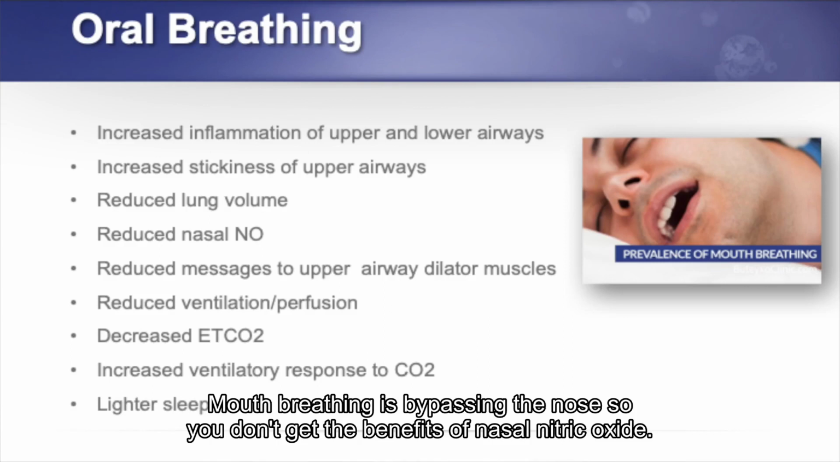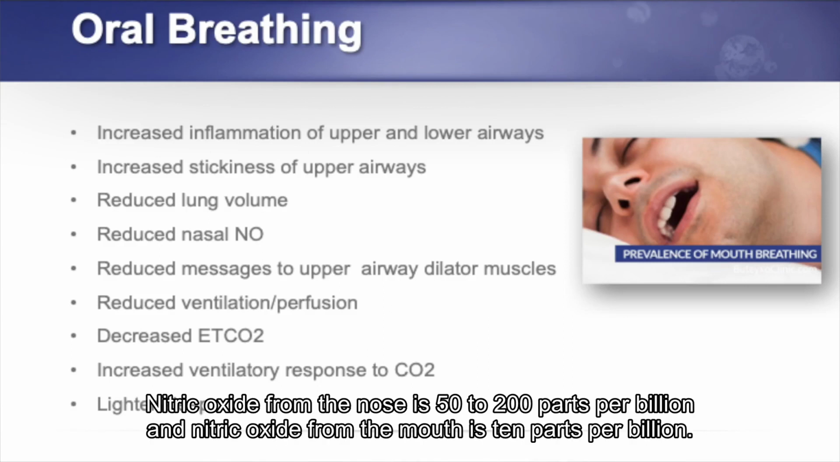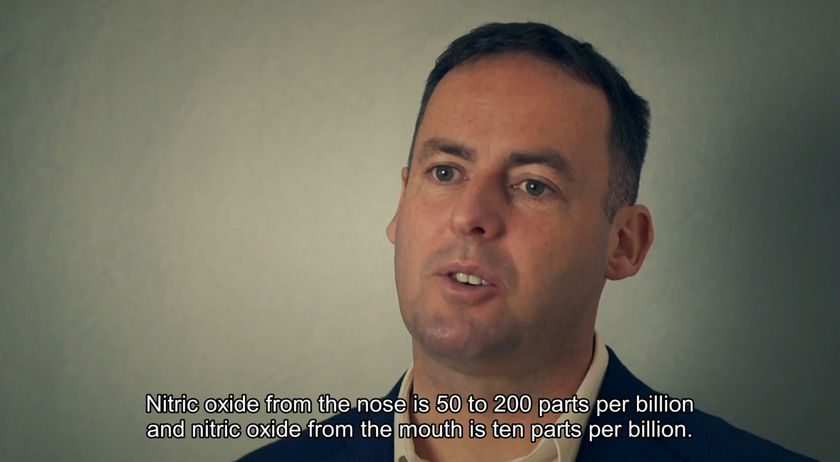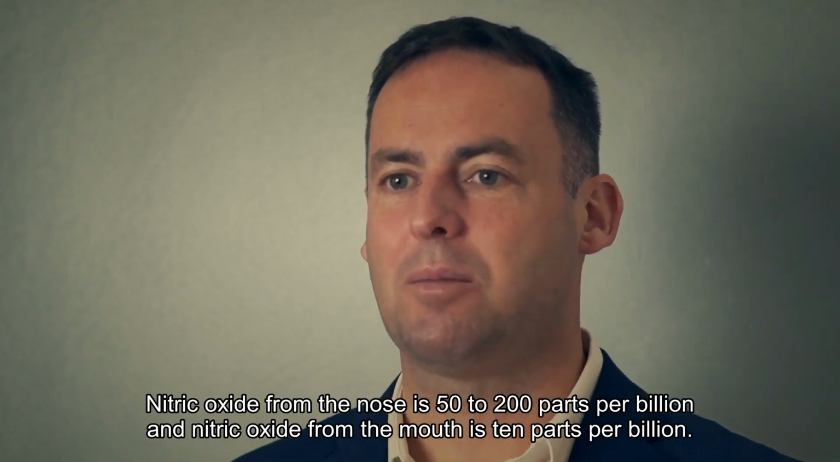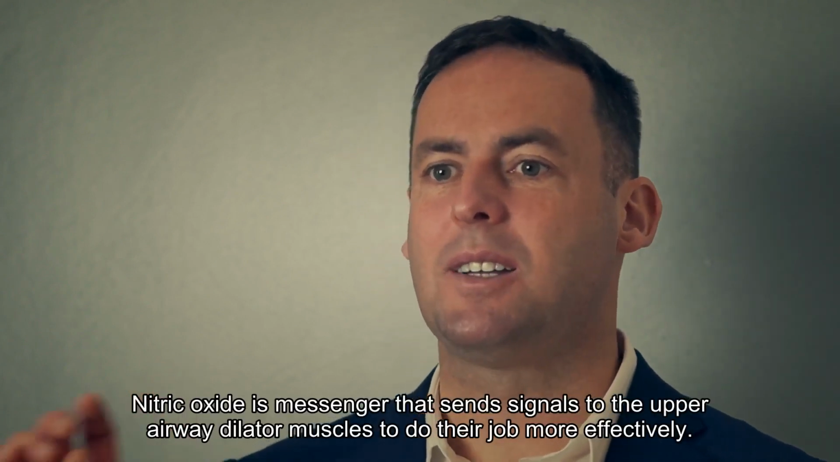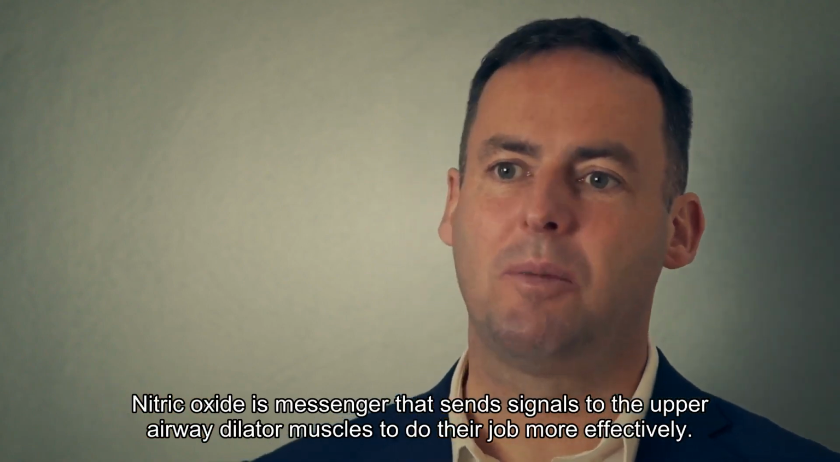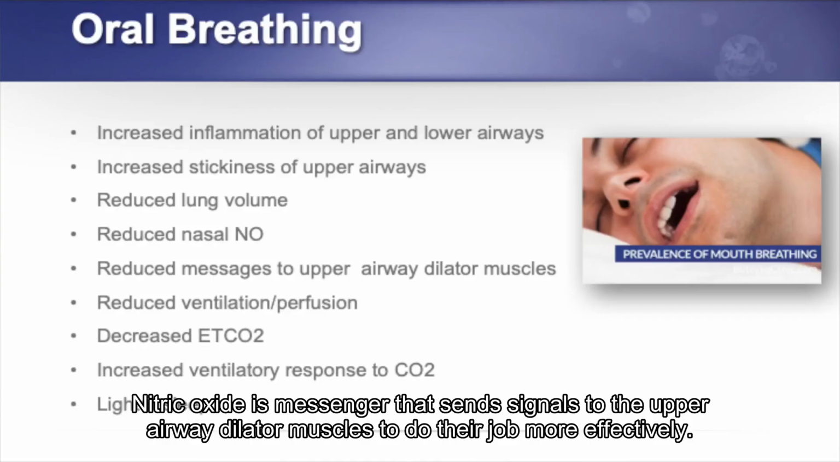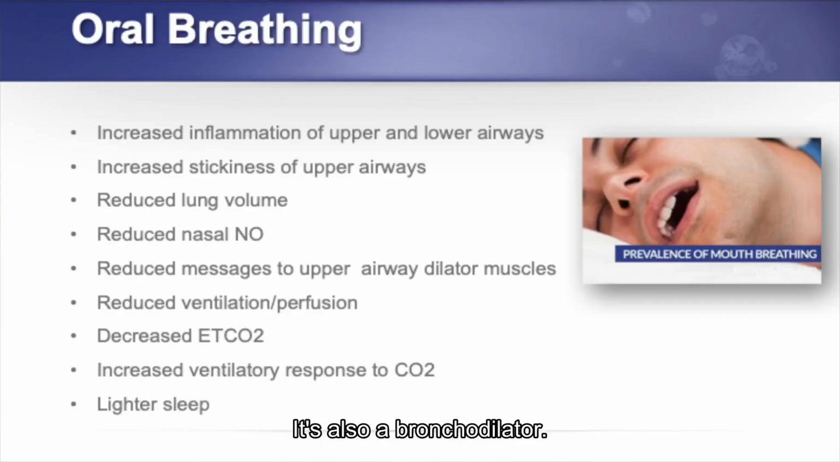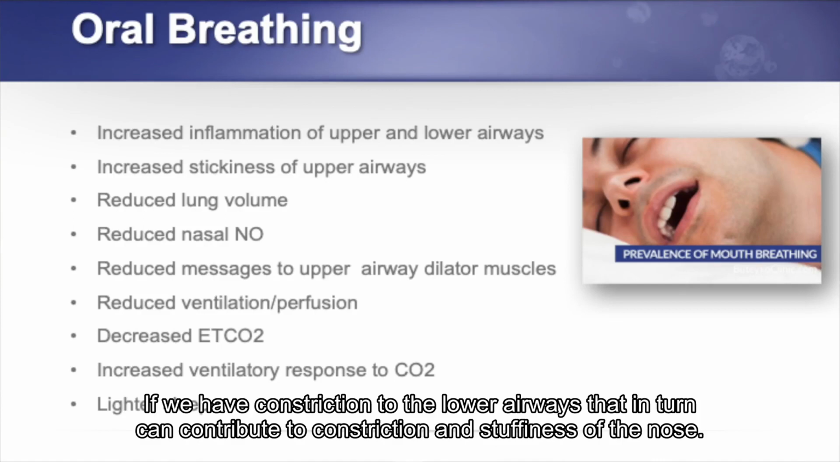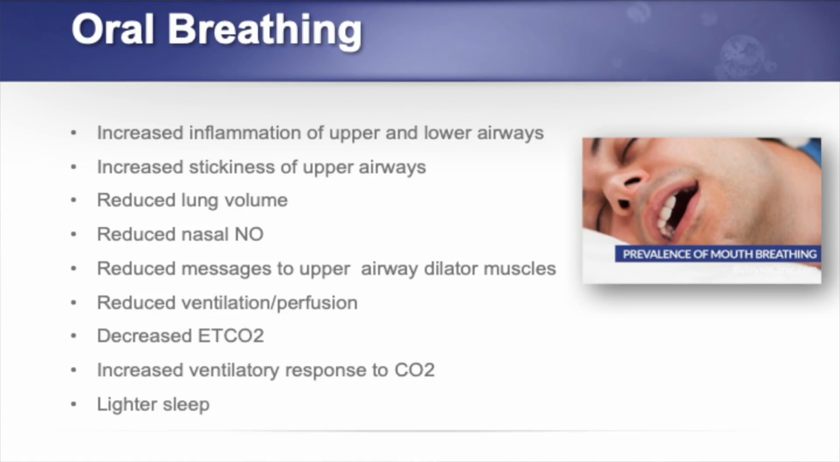Mouth breathing is bypassing the nose, so you don't get the benefits of nasal nitric oxide. Nitric oxide from the nose is 50 to 200 parts per billion, and nitric oxide from the mouth is 10 parts per billion. Nitric oxide is an aerocrine messenger that sends signals to the upper airway dilator muscles to do their job more effectively. It's also a bronchodilator. If we have constriction of the lower airways, that in turn can contribute to constriction and stuffiness of the nose.